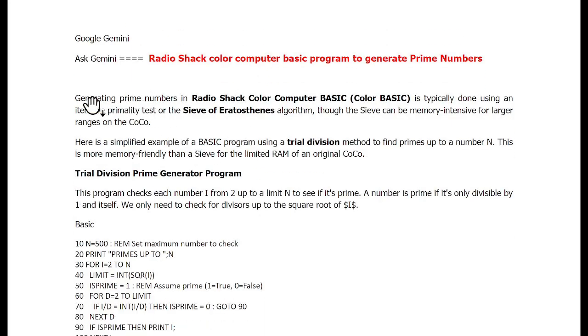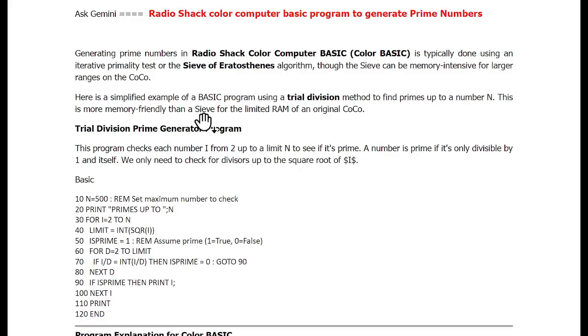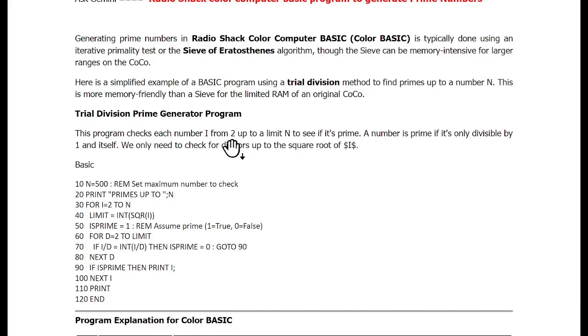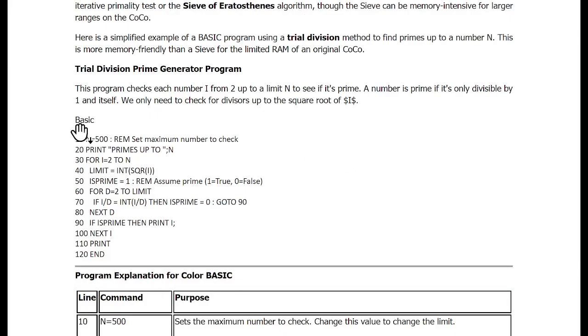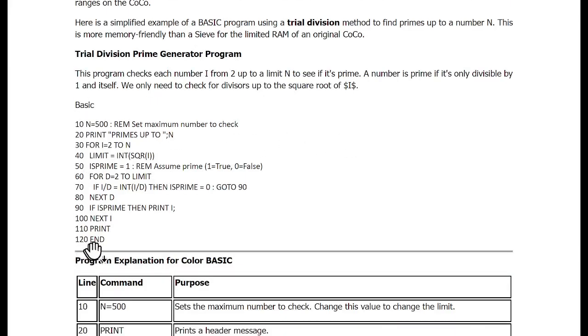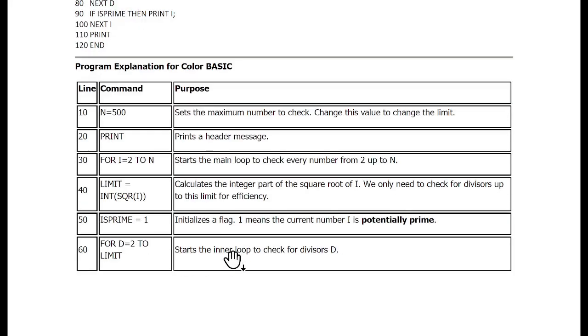It tells you about generating them on the Color Computer, and it tells you about this example, how it's going to do it, and tells you a little bit more about the program. It says it's going to check each number I from 2 to the limit that you type in, see if it's prime, and we only need to check the divisors up to the square root of I. Then it drops out just 12 lines of code. It's a BASIC program, followed by a purpose for each one of the lines and what it does.